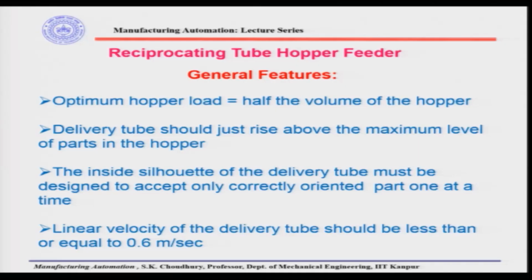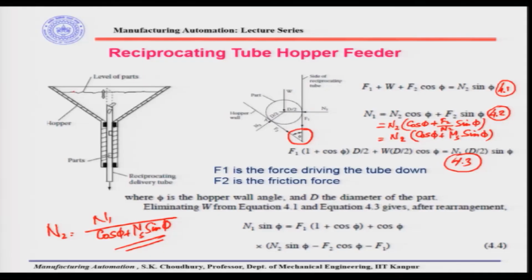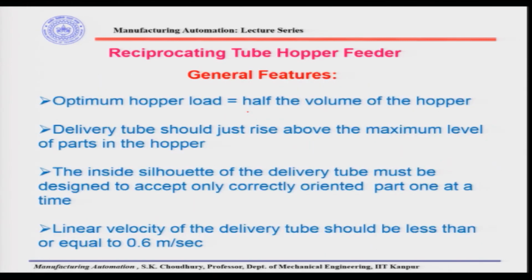Okay. Now, for the reciprocating tube hopper feeder, the general features are the following. First, the optimum hopper load: how many parts you will be putting in, as a mass of parts. As we said, in this we have the parts, this is the level of parts. There are many of these parts. The idea is that it cannot be too much; it should normally be half the volume of the hopper.